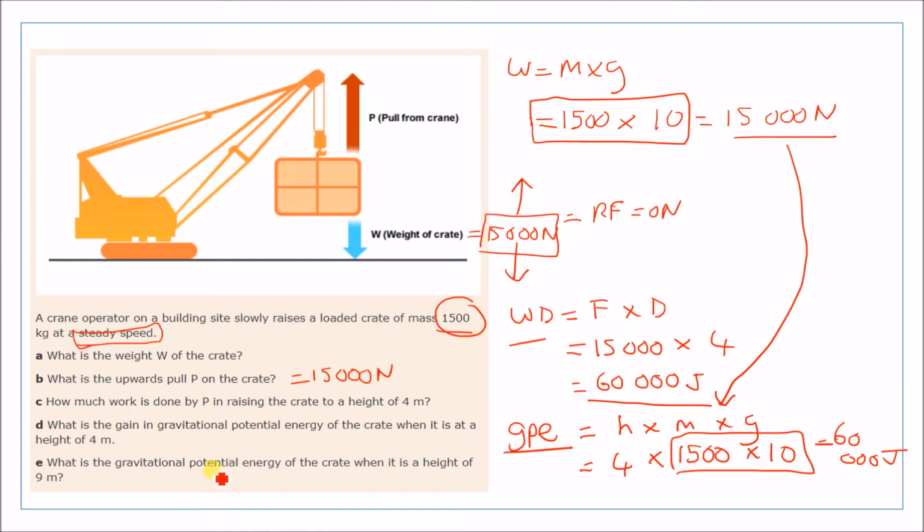Now for the last question, we need to work out the GPE if the crate is lifted 9 meters. So all we have to do is multiply this number by 9. Okay, so I'm going to use work done because it's a bit quicker. Work done is equal to the force of 15,000, and we multiply that by 9, and that will give you 135,000 joules. Okay, but we could have used this equation. We could have done 1500 times 10 times 9, and it would have still given us exactly the same answer.